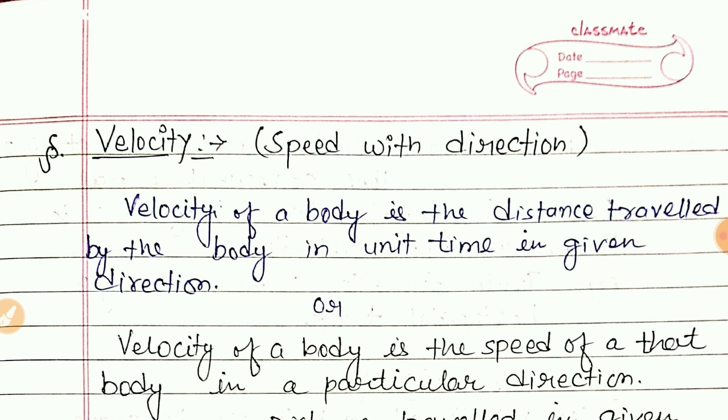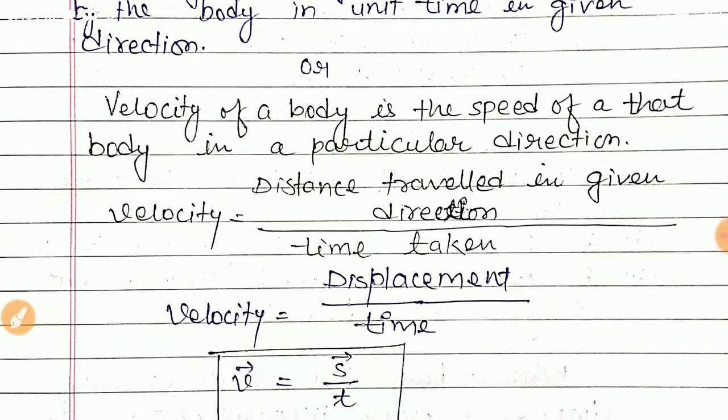That's why velocity can be defined as the distance traveled per unit time in a particular direction. This is known as velocity, and sometimes it is also known as speed with direction. Okay, what will be the formula of velocity?